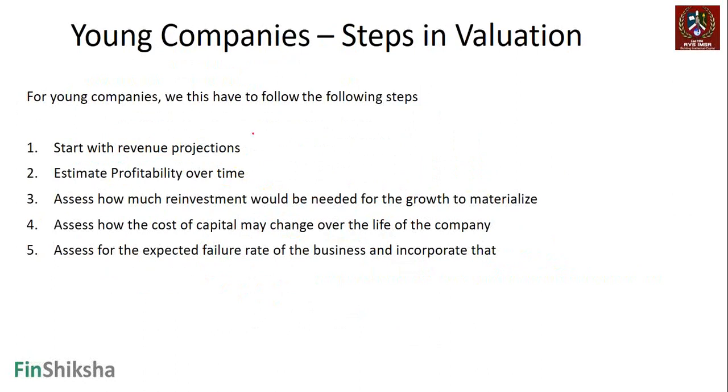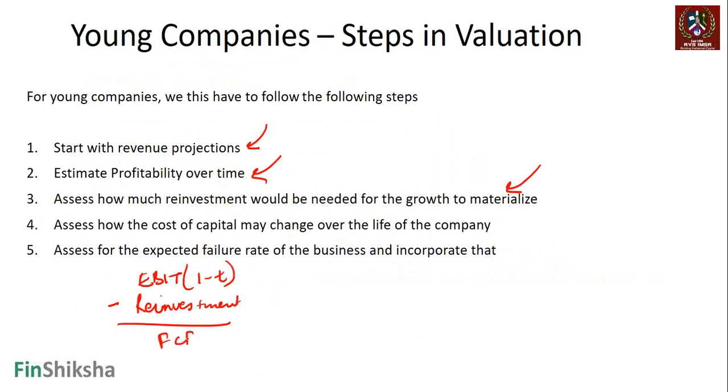So what do we do? We first project revenues, we estimate profitability over a period of time, and we assess how much reinvestment is needed. So profitability into 1 minus the tax rate, minus reinvestment assumptions for that growth, is going to give me FCFF. I can estimate the cost of capital, which may be different in different years of the firm, because this company is basically changing. As the company matures, risk reduces, so cost of capital should also change over a period of time. And then eventually we assess the expected failure rate of the business and incorporate that.